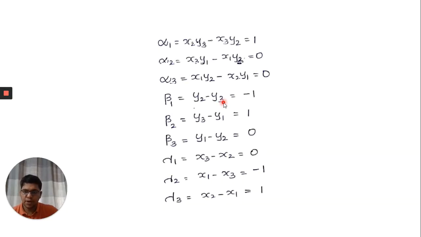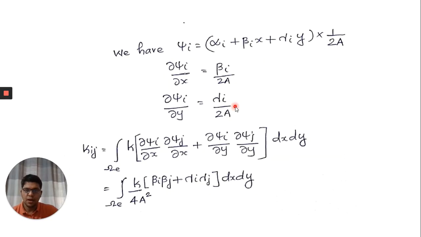Now, if you know x1, y1, x2, y2, x3, y3, then you are able to find out alpha 1, alpha 2, alpha 3, beta 1, beta 2, beta 3, gamma 1, gamma 2, gamma 3. So this expression we have derived while discussing the triangular elements. Now, the shape function of a triangular element, psi i, is equal to (alpha i plus beta i x plus gamma i y) into 1 by 2A.